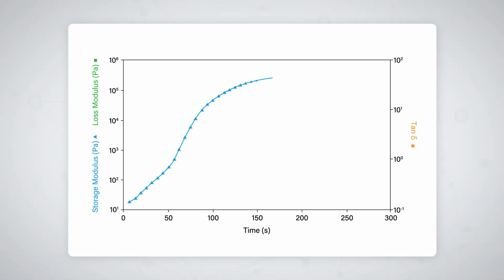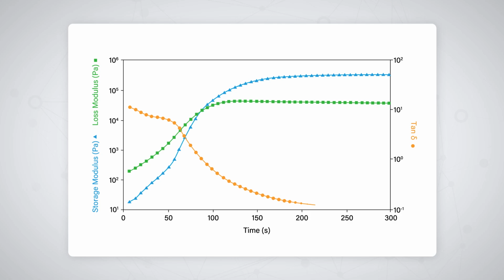Let's say we are testing a gel that cures over a few minutes. In a time sweep, we'd see the storage modulus increase as the structure forms. If the storage modulus crosses the loss modulus, that's a sign the material has transitioned from liquid-like to solid-like.